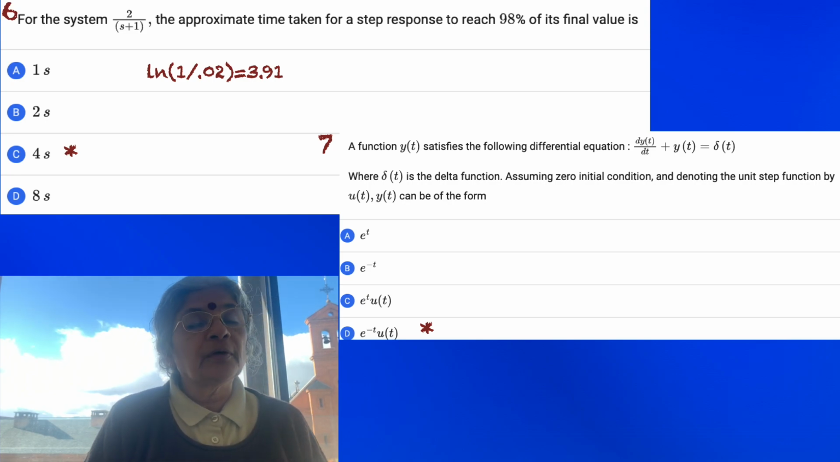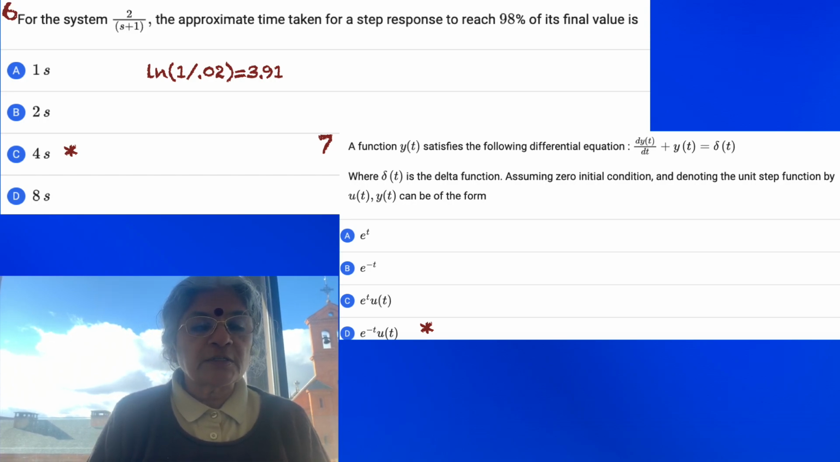So if you take the natural logarithm on both sides, it is going to be ln of 1 by 0.02. That's the same as natural logarithm of 50, so that will be given as equal to 3.91. So from amongst the four options, 4 seconds is nearest. So we go for that. Moving on to the seventh problem.